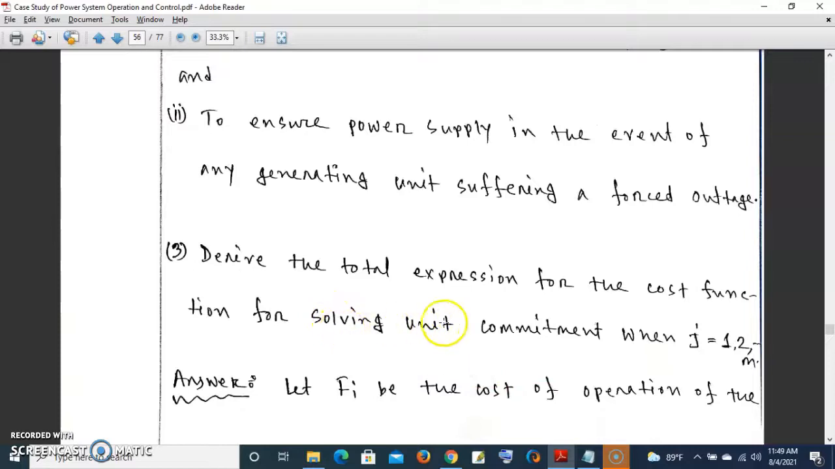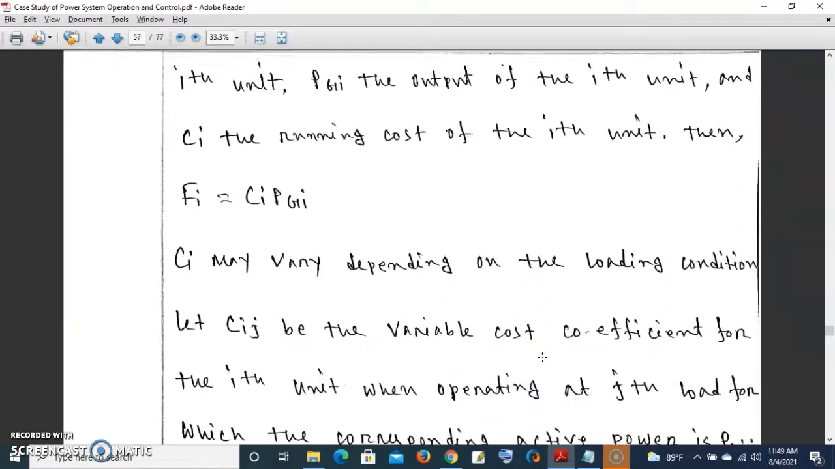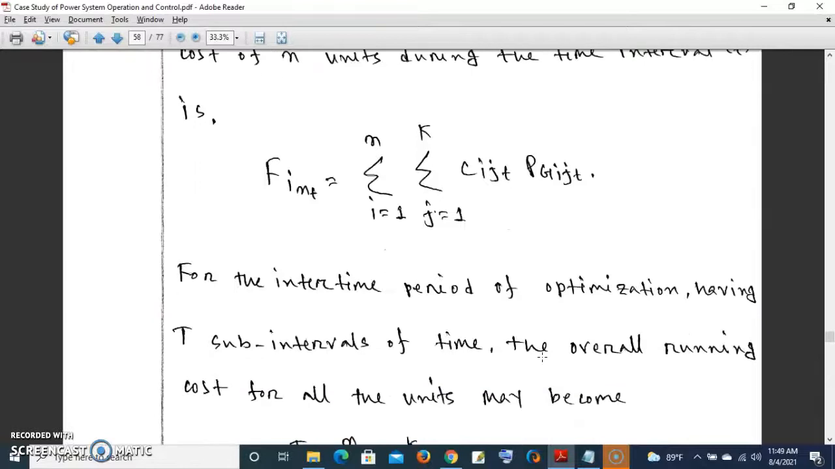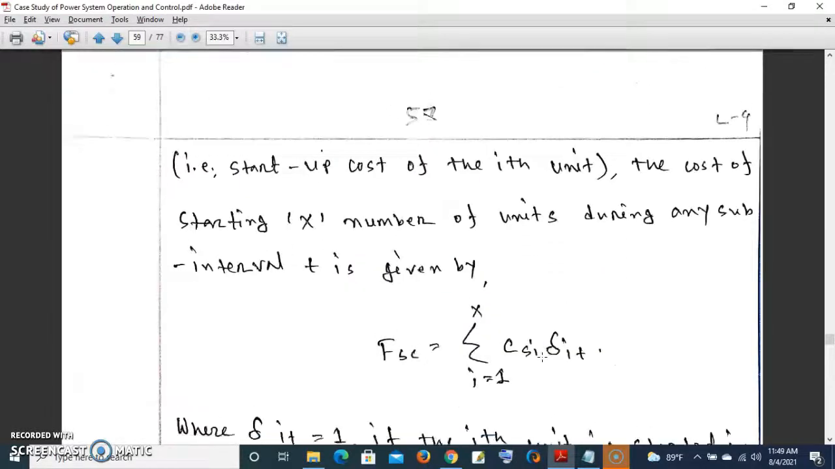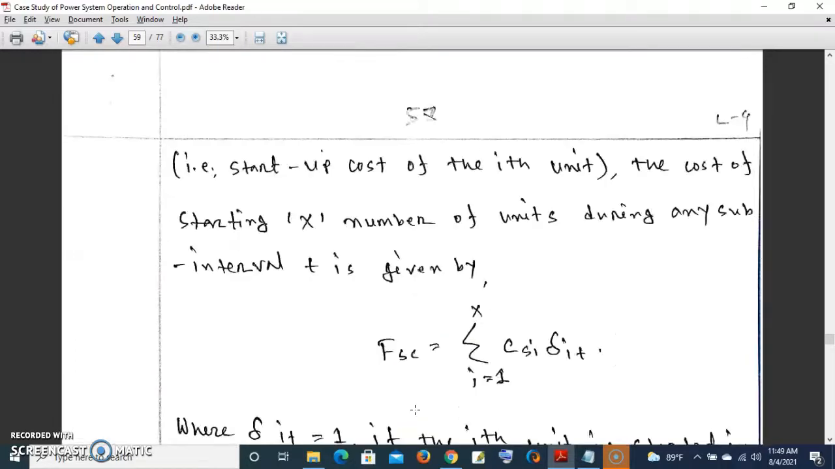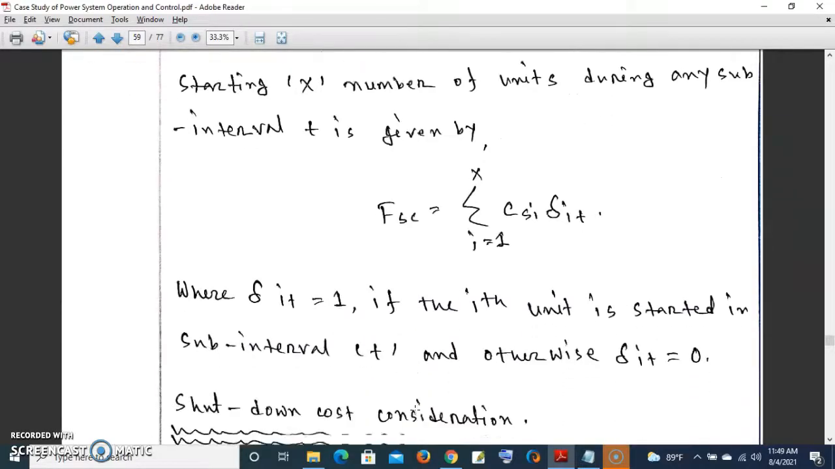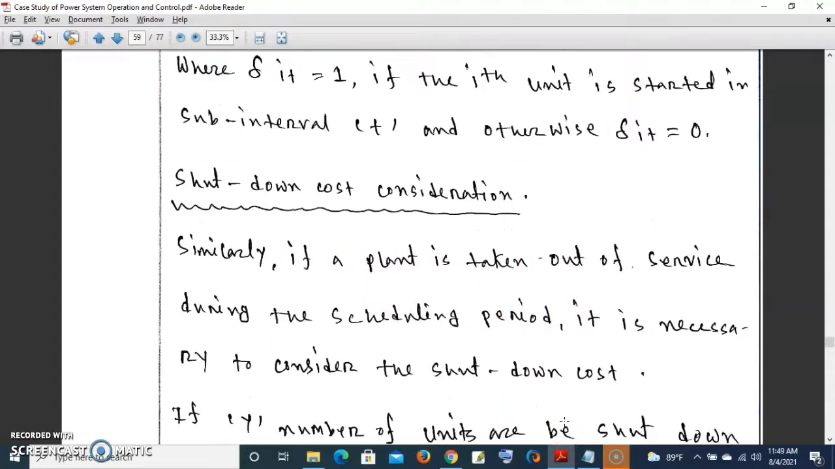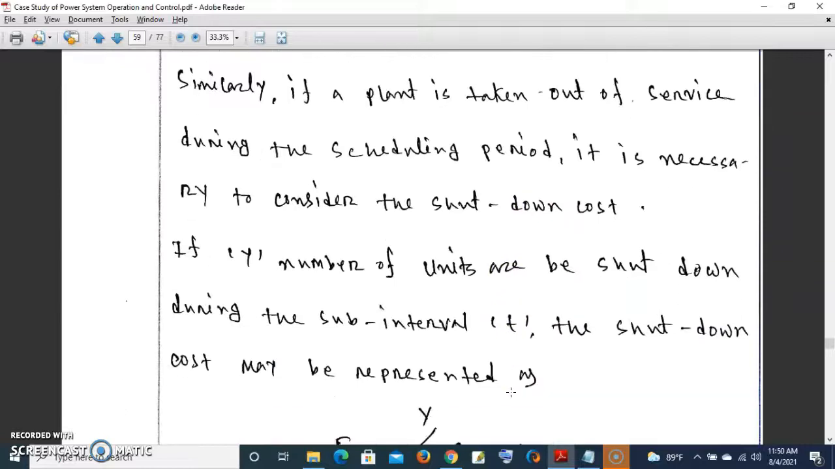Derive the total expression for the cost function for solving unit commitment when j equals 1 to m. Here is the expression. The total expression is presented here. Start-up cost consideration: here are the start-up cost consideration equations. Shutdown cost consideration: similarly, if a plant is taken out of service during the scheduling period, it is necessary to consider the shutdown cost, and here is the expression.